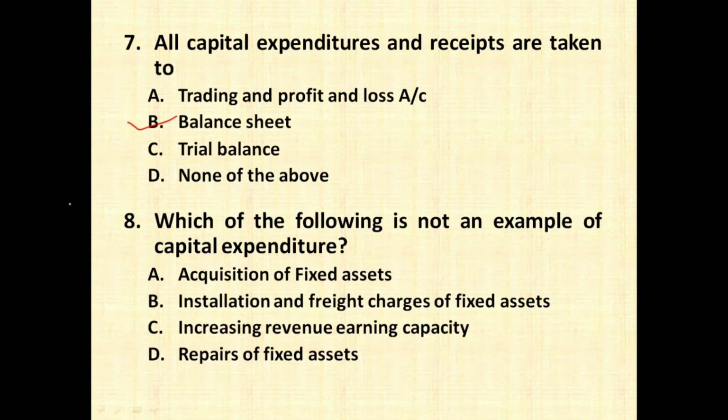The next question is, which of the following is not an example of capital expenditure? So out of the four, three are examples of capital expenditure. One is not an example of capital expenditure. Acquisition of fixed assets, definitely it is a capital expenditure because we can use assets for a number of years. Installation and freight charges of the fixed assets are also a capital expenditure because we take the value of the asset as the value plus the freight and installation charges.